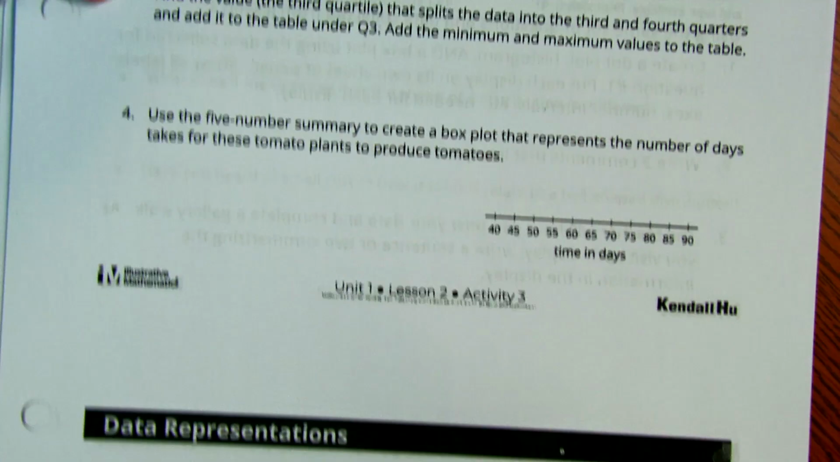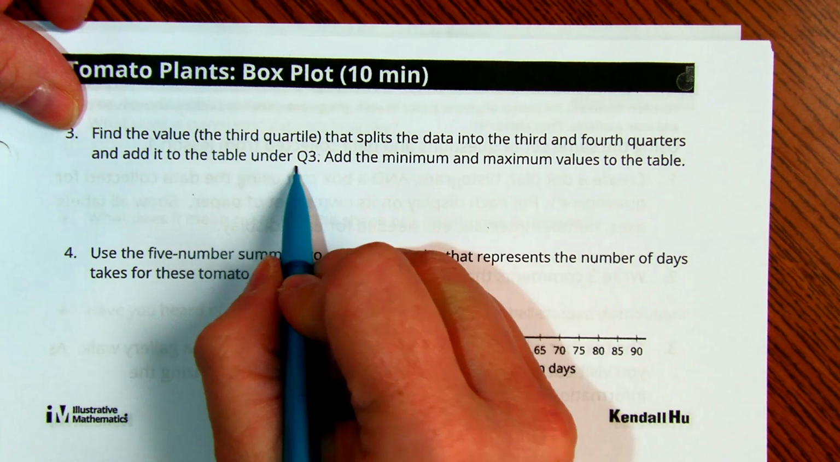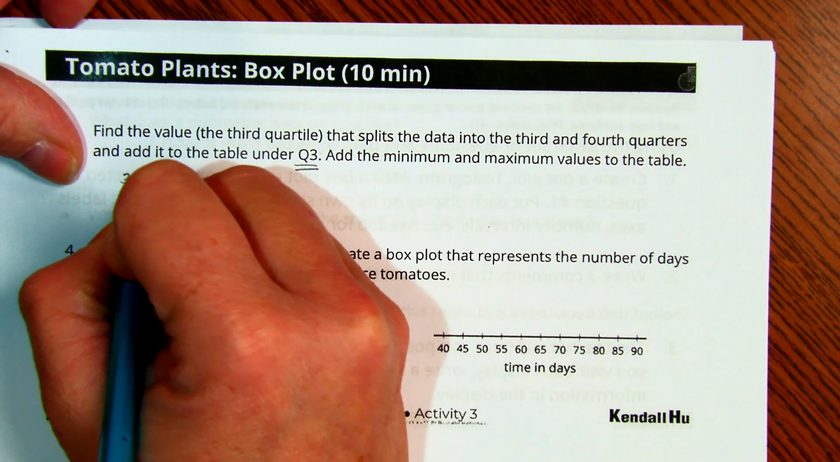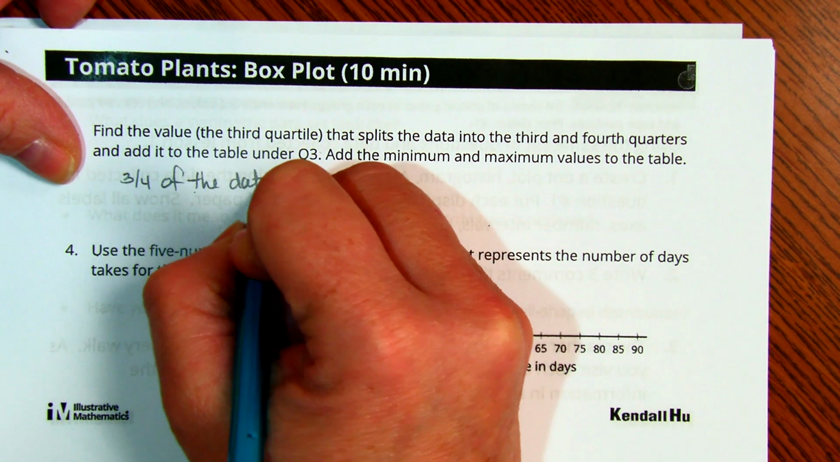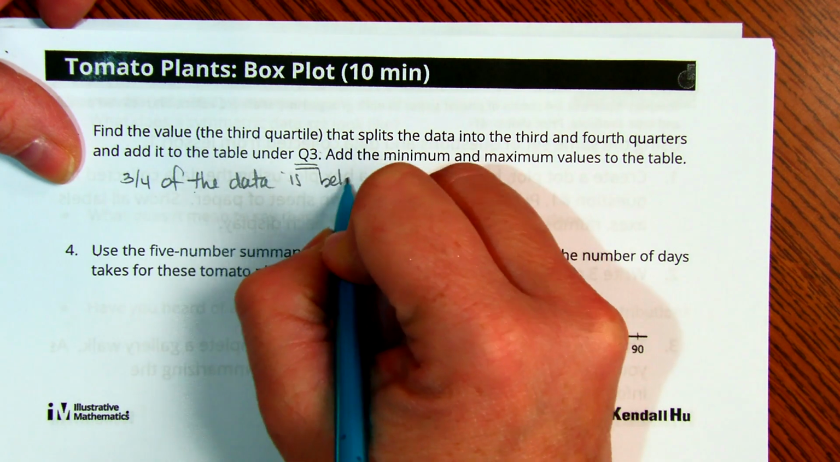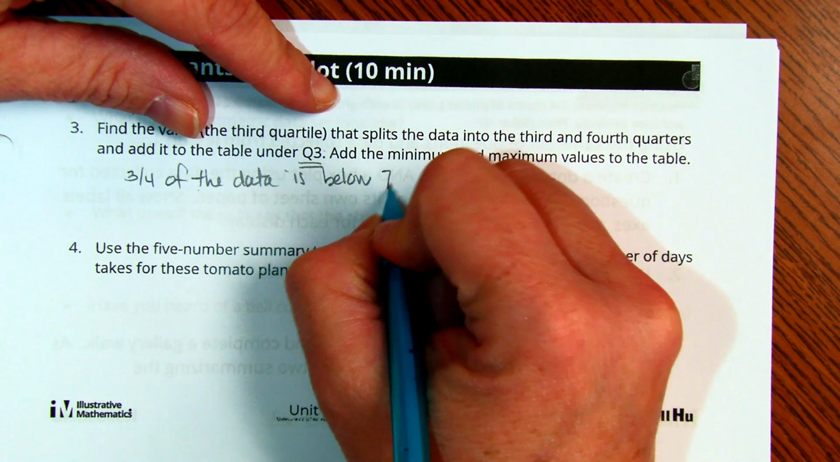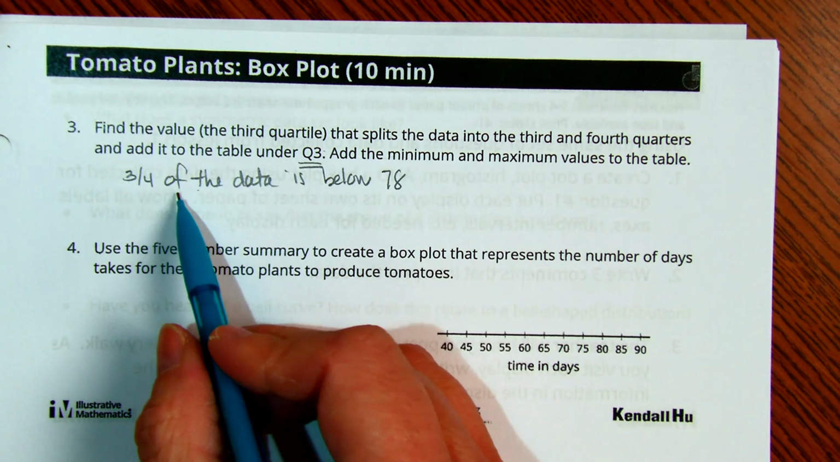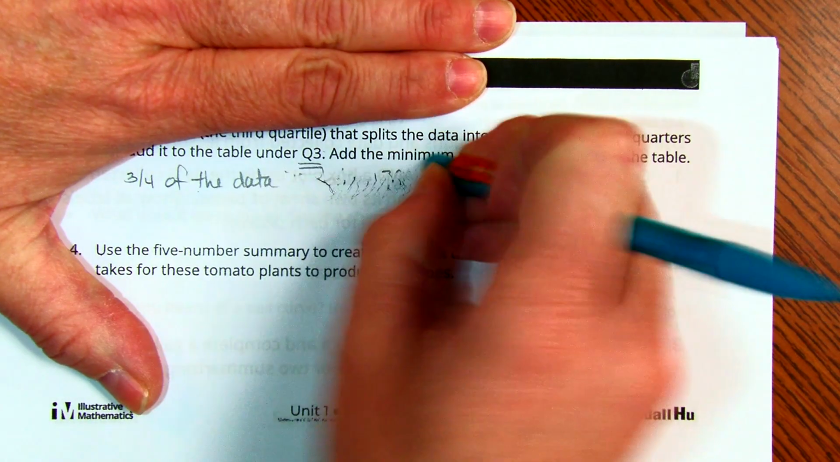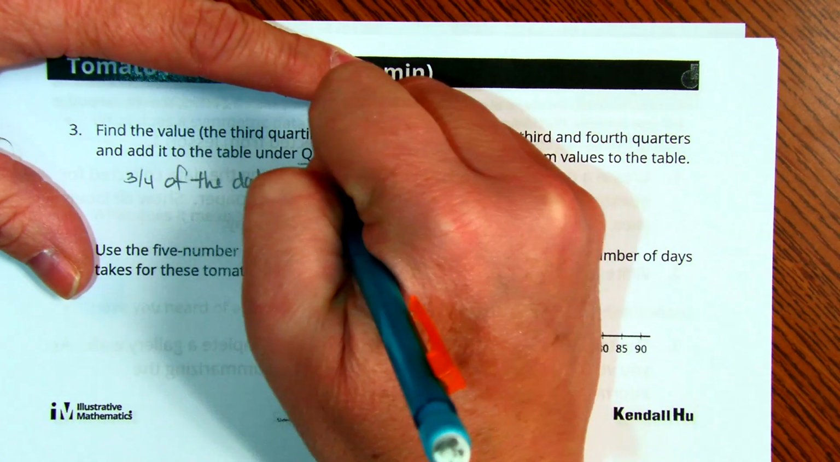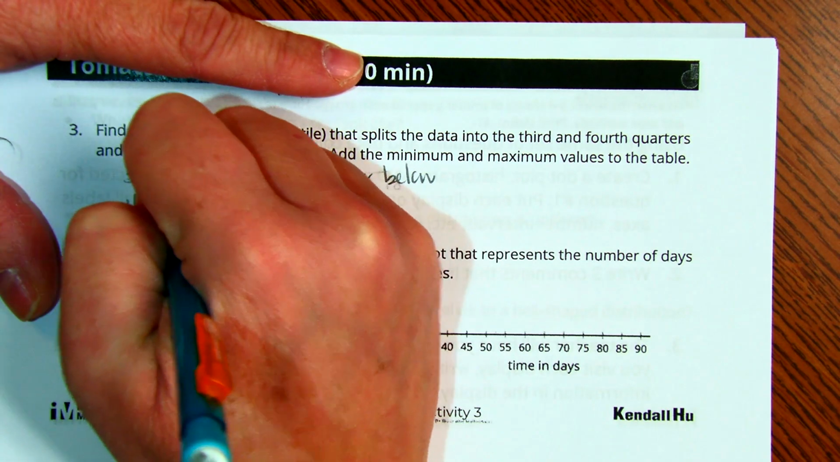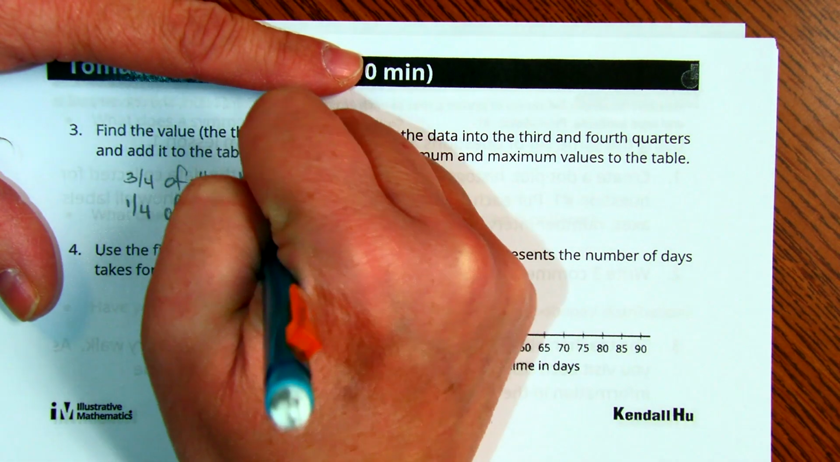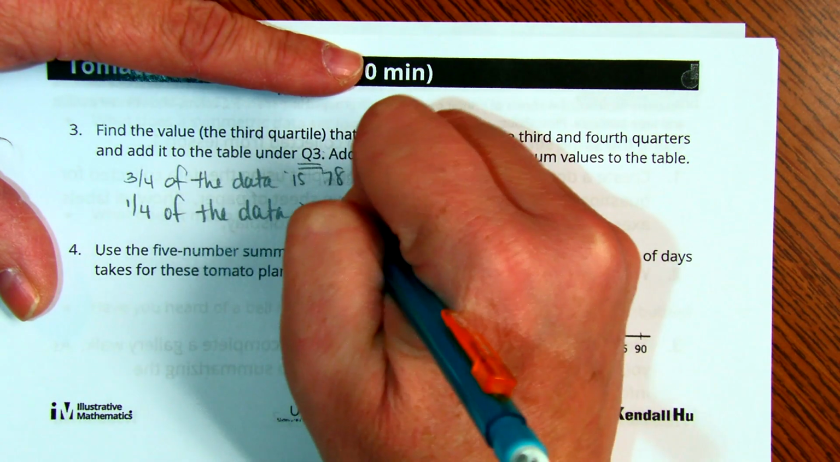And then what that means, because we're in quartile 3, that means 3/4 of our data is below. What was my number? My number was 78. I'm going to reword that. 3/4 of the data is 78 or below. And that means a quarter of the data is 78 or above.